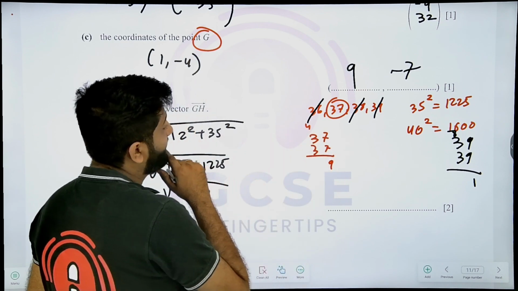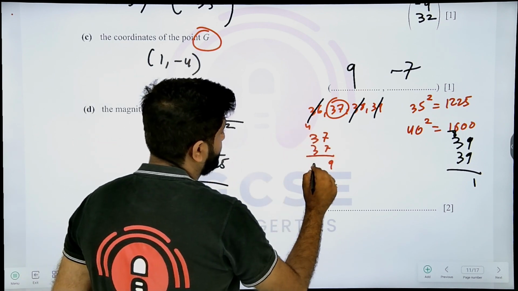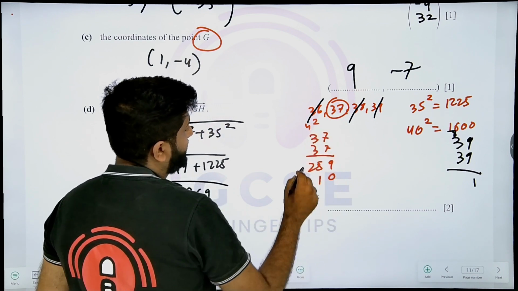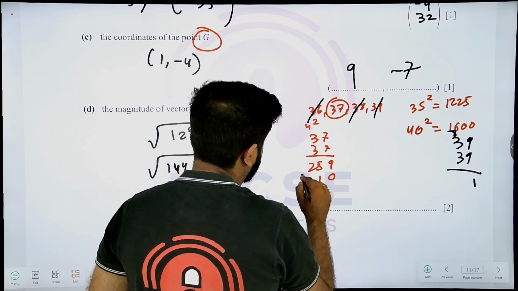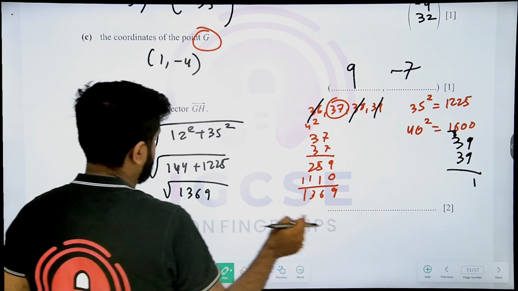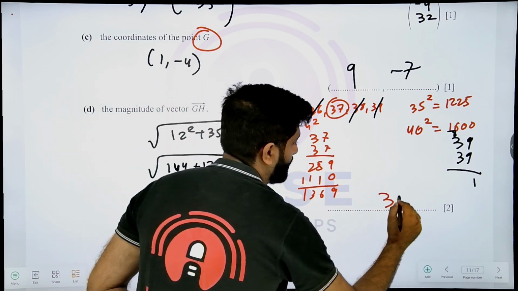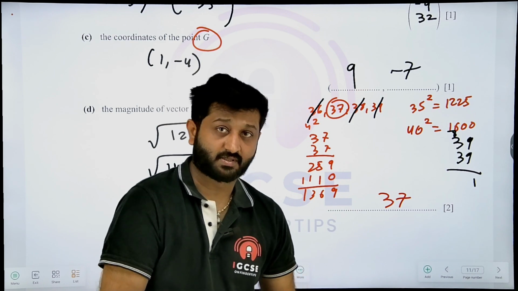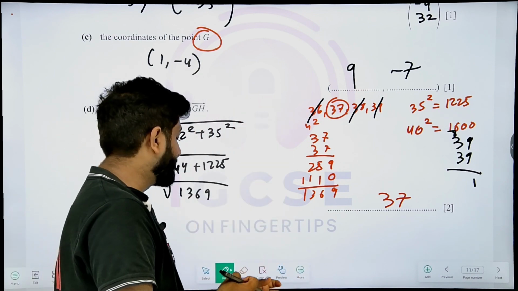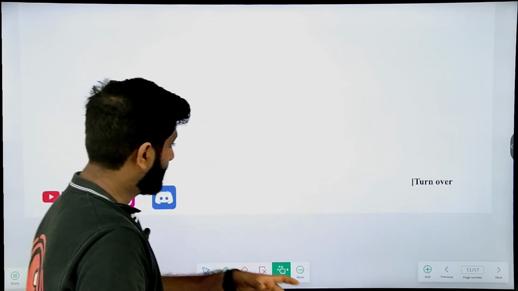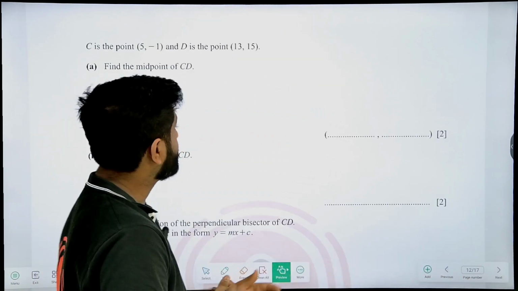7 3s are 21, 21 plus 4 is 25, write 5 carry 2. 3 7s are 21, 3 3s are 9, 9 plus 2 is 11. So you have 1369. Yes. So this is root 37. This is how you can boil down the roots rather than prime factorization. This is one more way of finding out the roots. Right. Moving towards the next question.